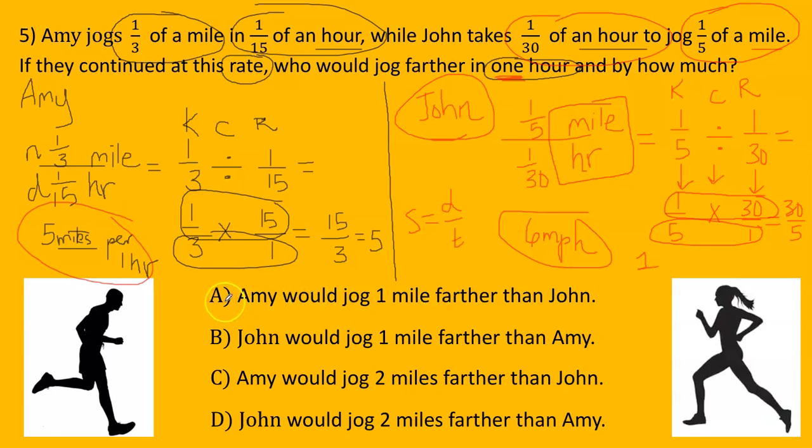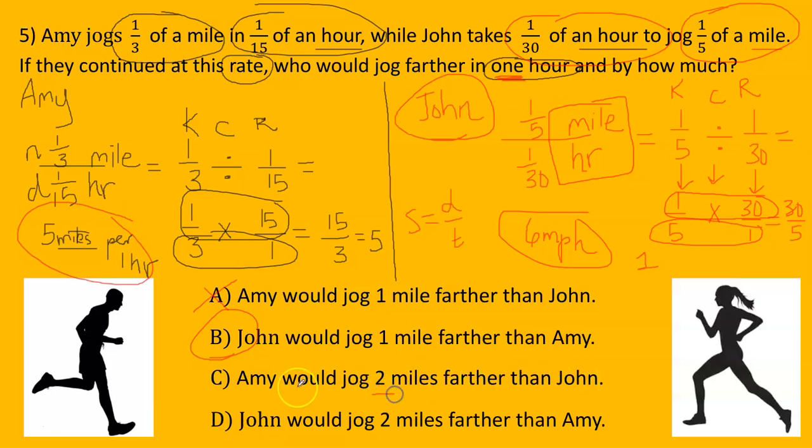So let's go ahead and read our answer choices. Amy would jog 1 mile farther than John. Nope, that's not true. She's moving slower. John would jog 1 mile farther than Amy. That's true. Now what's untrue about these? Amy would jog 2 miles farther than John.